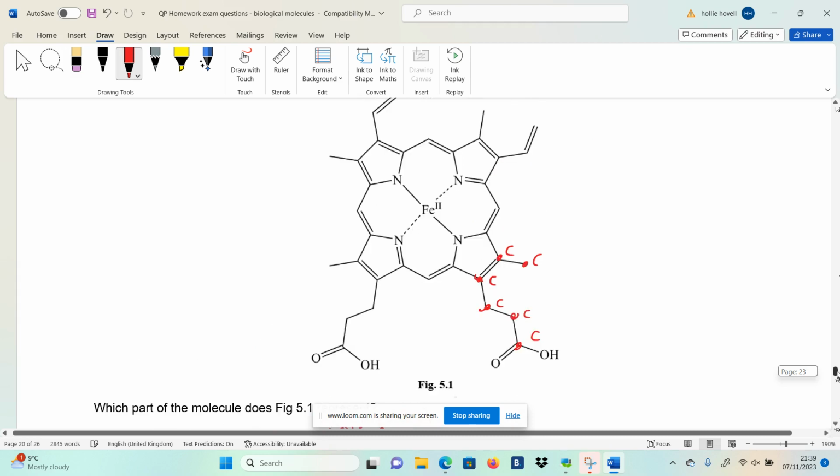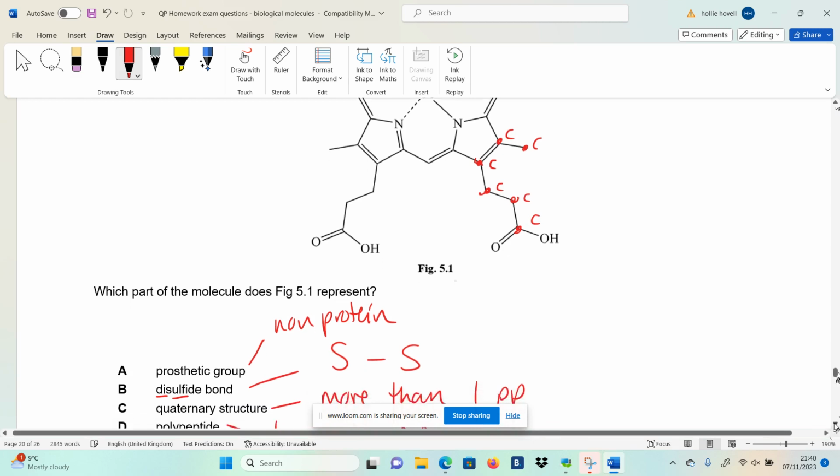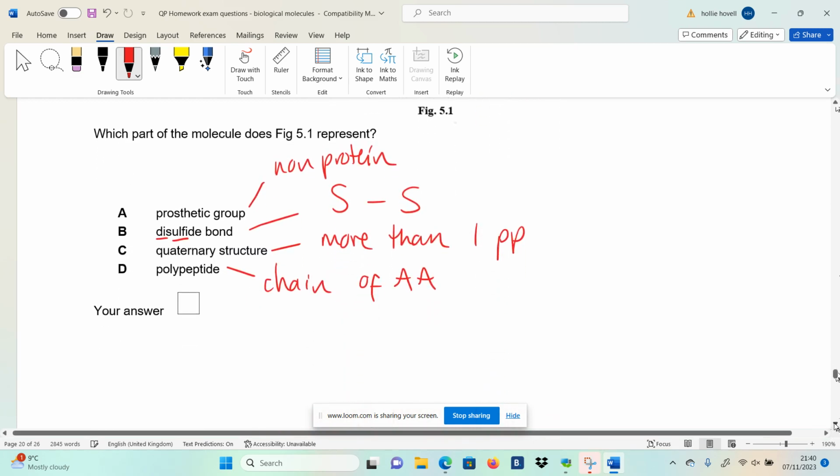No. Is it a prosthetic group? Is it non-protein? Yes, it is. It's not protein. It's not amino acids. In fact, we can see that it's got the iron in the middle there. And we know that iron is not part of amino acids. So it has to be a prosthetic group, a non-protein group there.